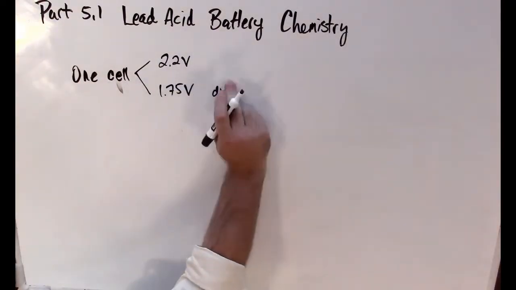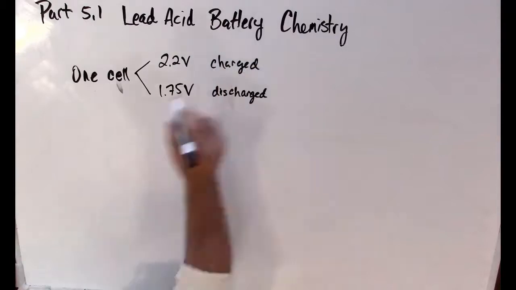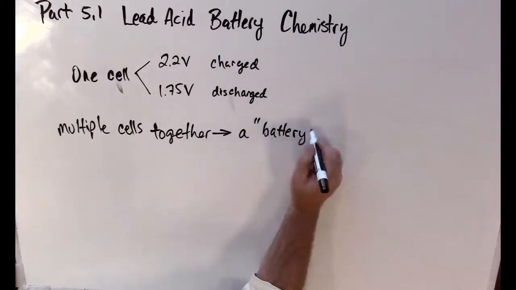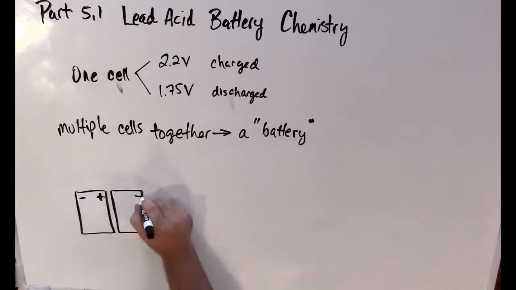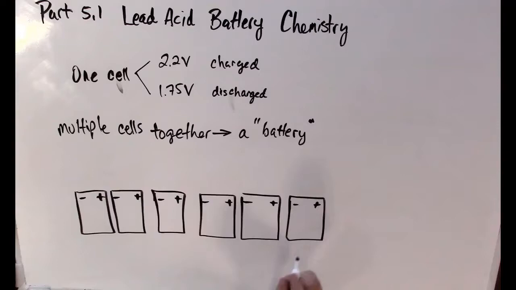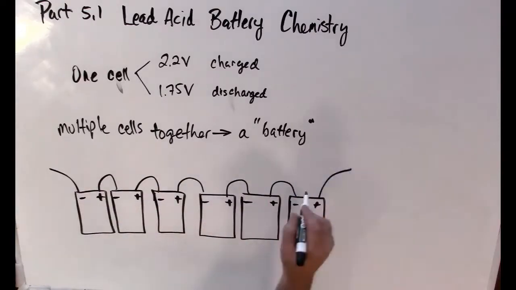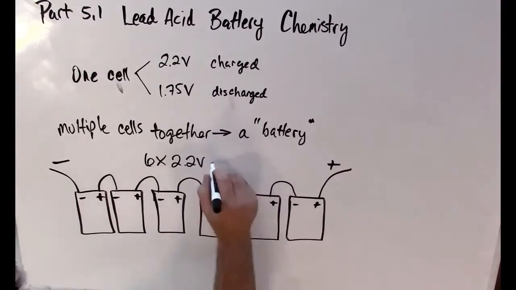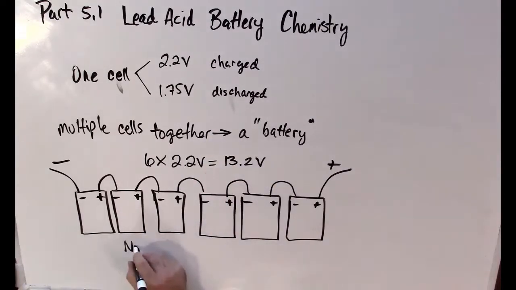Now let's look at one cell. One cell, we said, if it was fully charged, which is 2.2 volts. If it was discharged, it's about 1.75 volts. Now if we put multiple cells together, that forms a battery, just like we might have a battery of tests. In this case, we have a battery of cells, each one at about 2.2 volts when they're fully charged. And so if I put all 6 of those in series, it gives me about 13.2 volts.